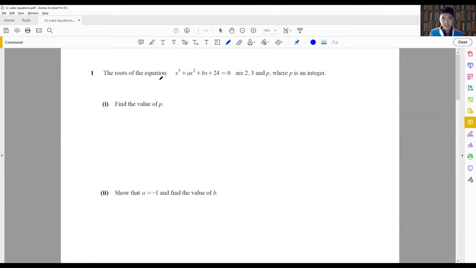Now, since they say that the roots of this cubic equation are 2, 3, and p, we can safely assume that x equals 2 and x equals 3 and x also equals p, isn't it? From here, to find the value of p, we need to know that if we put them into brackets for cubic equations, since it is a cubic, there are 3 brackets. x minus 2, x minus 3, and x minus p from the answers here, okay?